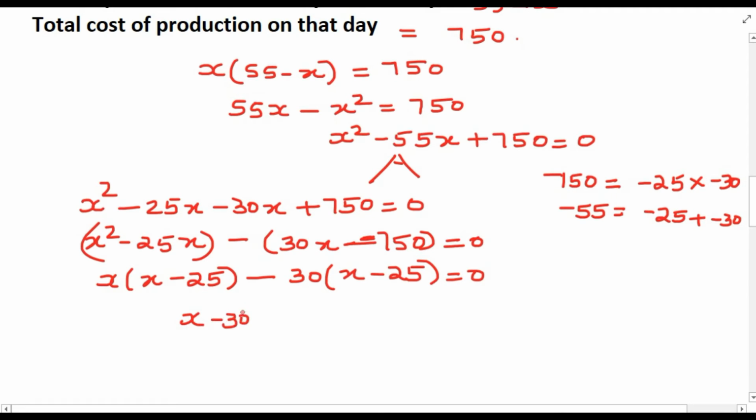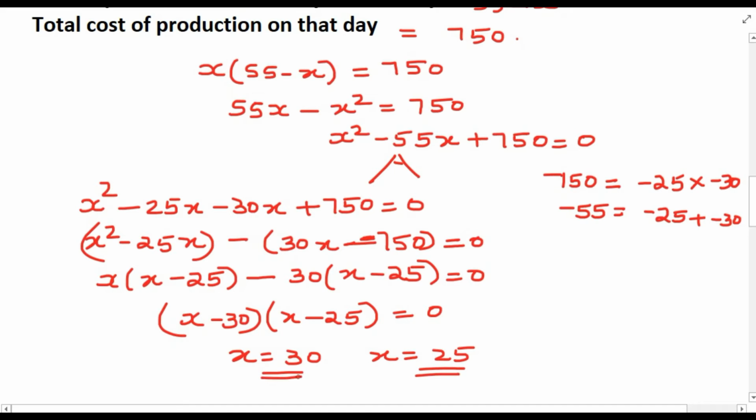So we have two linear factors. One is x minus 30 and the second one is x minus 25. Equate to 0. We'll get x equal to 30 and x equal to 25. So these are the values for x, or you can say that the number of toys produced on that day was either 25 or 30.